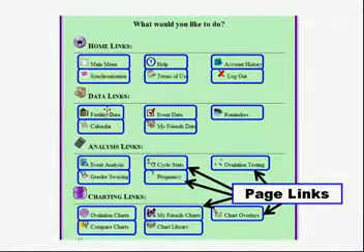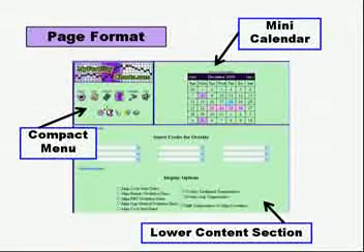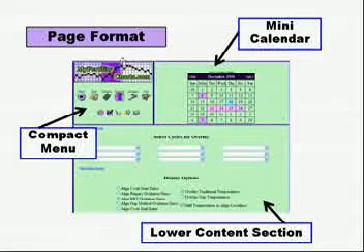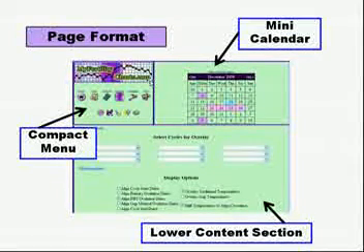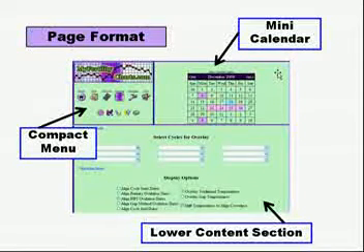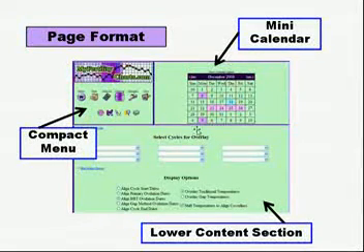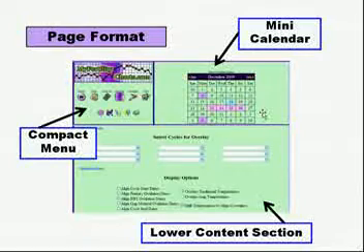When you visit a given page, you'll tend to see that most of the pages use a very similar format. This format is shown here. The page format includes a compact menu in the upper left corner. This compact menu makes it possible for you to access nearly any other page on the site from a given page. In the upper right corner is a mini calendar. This calendar shows basic cycle information and also makes it possible to select dates when recording or viewing information. We'll look at that in more detail as we discuss the individual pages of the site.